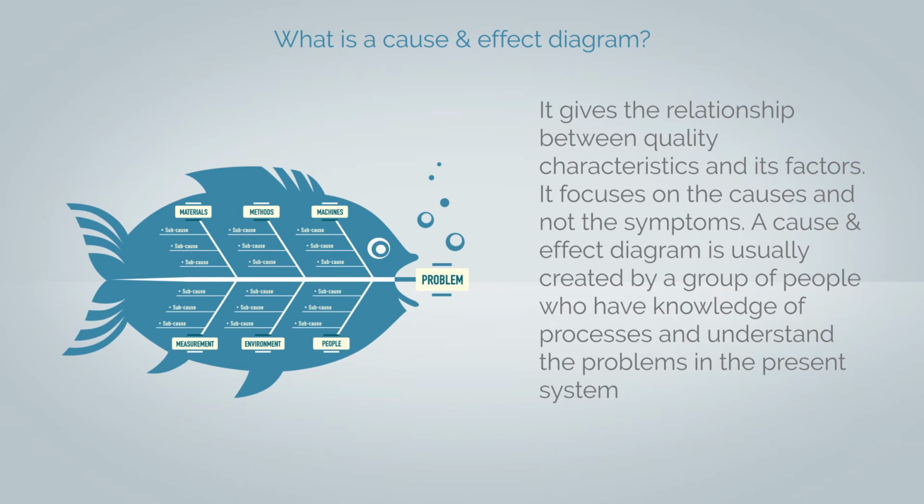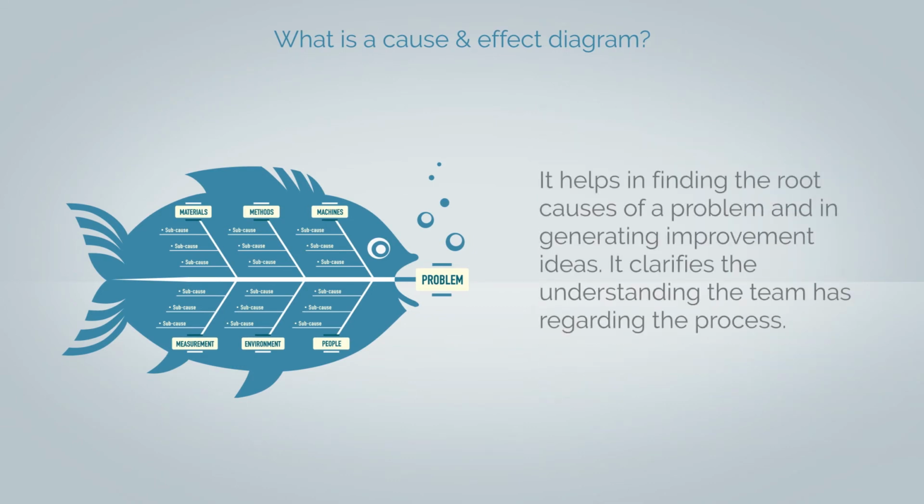A cause and effect diagram is usually created by a group of people who have knowledge of processes and understand the problems in the present system. It helps in finding the root causes of a problem, and in generating improvement ideas. It clarifies the understanding the team has regarding the process.